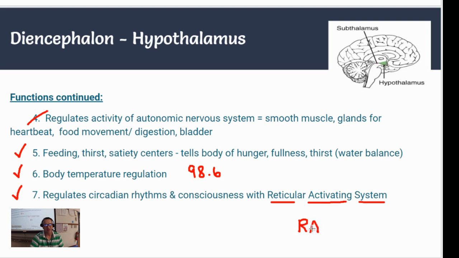Now, the RAS, reticular activating system, is located in the brainstem, the pons and the medulla mainly. And when that's damaged, you go to sleep, you're unable to wake up. So you're kind of like in a coma. So it's the reticular activating system that arouses you from sleep.